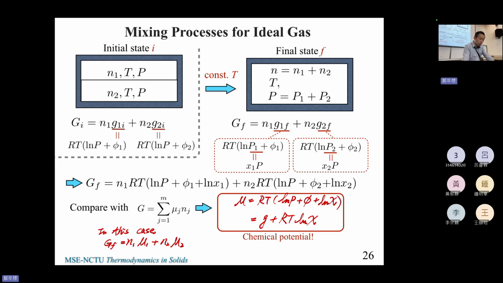So mu equal to RT natural log P plus phi plus RT natural log X. If you decompose the phi, you will see RT natural log P plus phi, hey, it is g, right? So mu equal to g plus RT natural log X. So our chemical potential can be written as the specific Gibbs function plus RT natural log X.